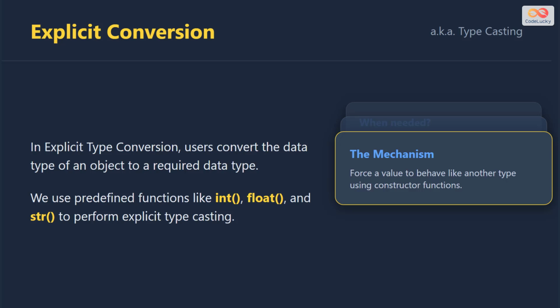Now, let's talk about explicit conversion, or type casting. This is when you, the programmer, manually force a value to become a specific type. This is necessary when Python cannot figure it out automatically, like when you try to add a number to a string.